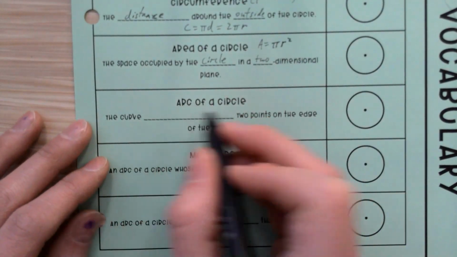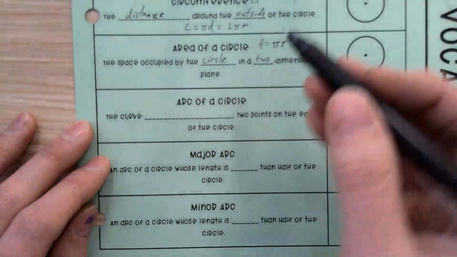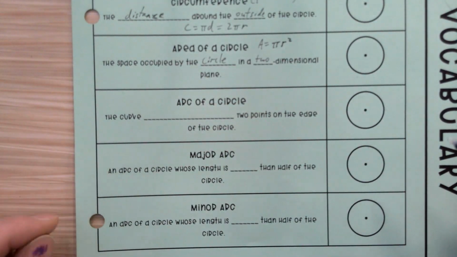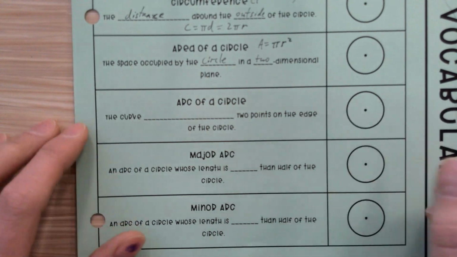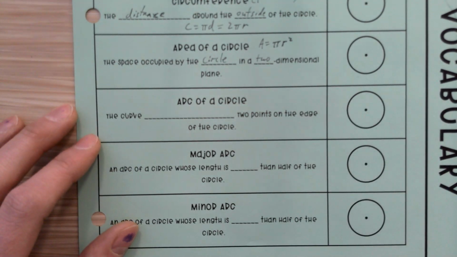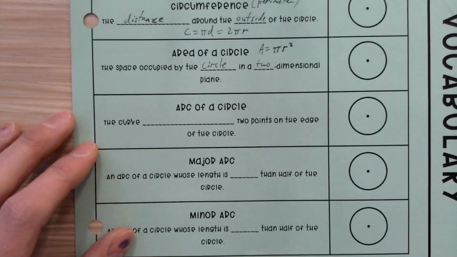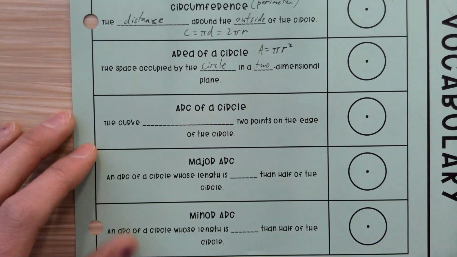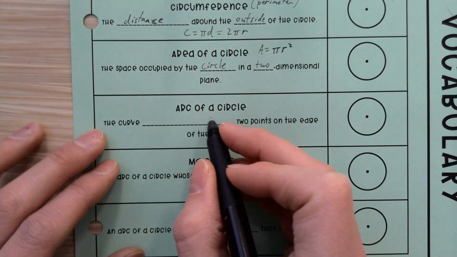Now, here's some maybe new vocab. All that stuff that we've talked about so far, you've probably seen in other classes, even if you don't remember it. This is looking a little blurry. I'm going to see if I can fix that. There we go. Okay, so an arc of a circle.